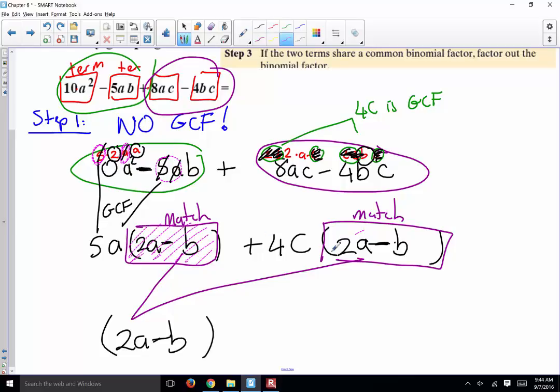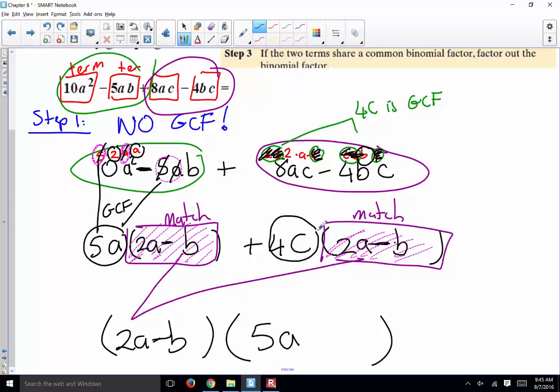This is gone. This is gone. And leftover items will be collected here. What is leftover? And what is left over here? And what is the sign? Mission accomplished. We factored it.